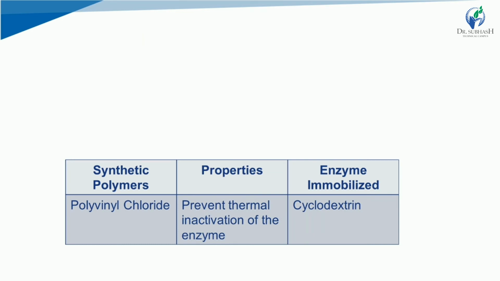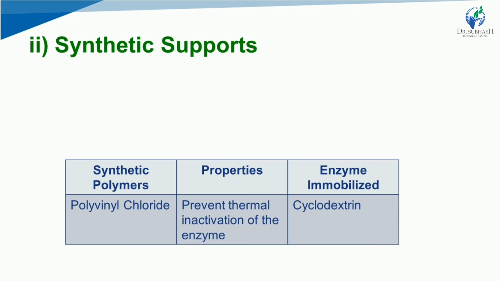Now, this is nothing but synthetic supports. As you can see, synthetic supports are really essential. In synthetic supports, I have mentioned polyvinyl, but there are a lot of other synthetic polymers which I already mentioned in the past. Polyvinyl chloride prevents thermal inactivation of the enzyme, and cyclodextrin glucosyltransferase has been successfully immobilized. If you refer to many books, there will be a lot of examples. You can go through 3 to 4 examples.